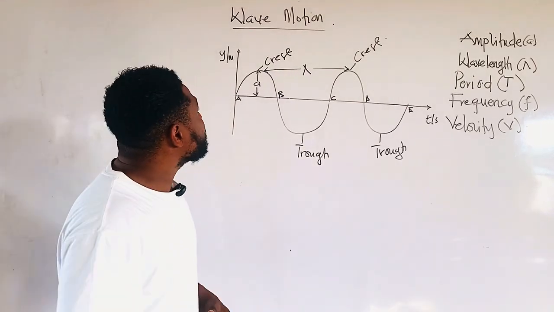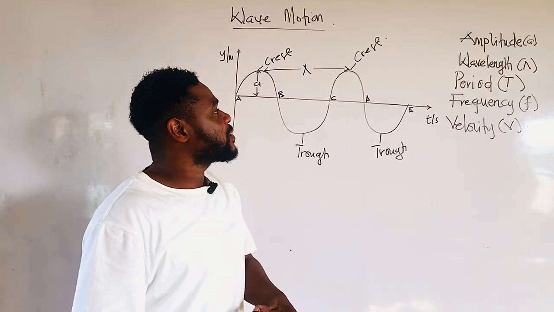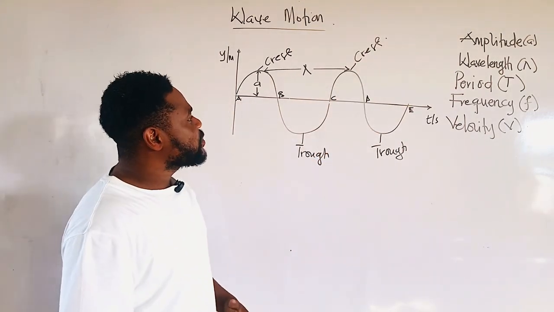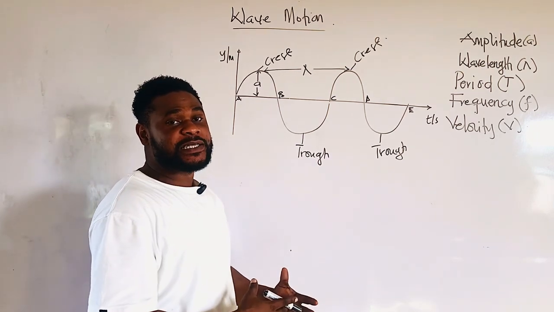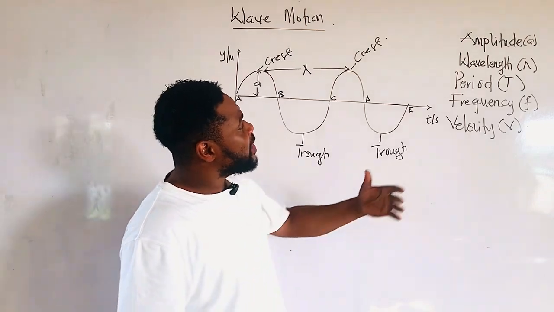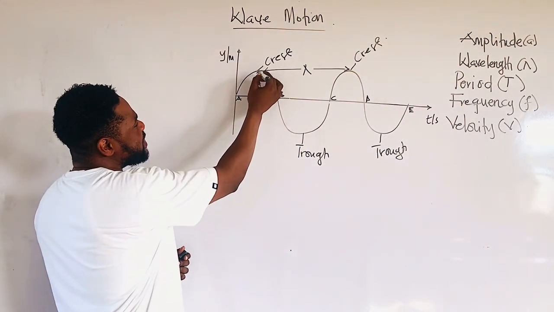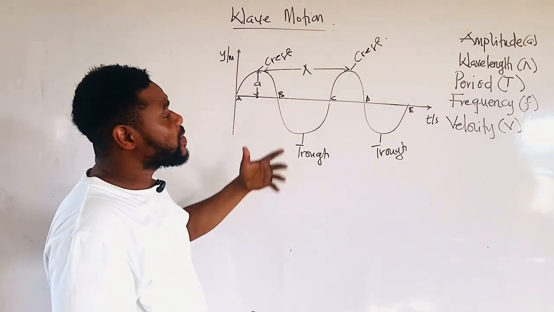Right, today we want to look at some basic terminologies used in wave motion. First of all, let us look at amplitude. When we say amplitude, we say that is the maximum displacement of the vibrating particles about their mean position, and it is measured in meters. All right, and that is how we can represent it here on this wave motion diagram, as you can see.